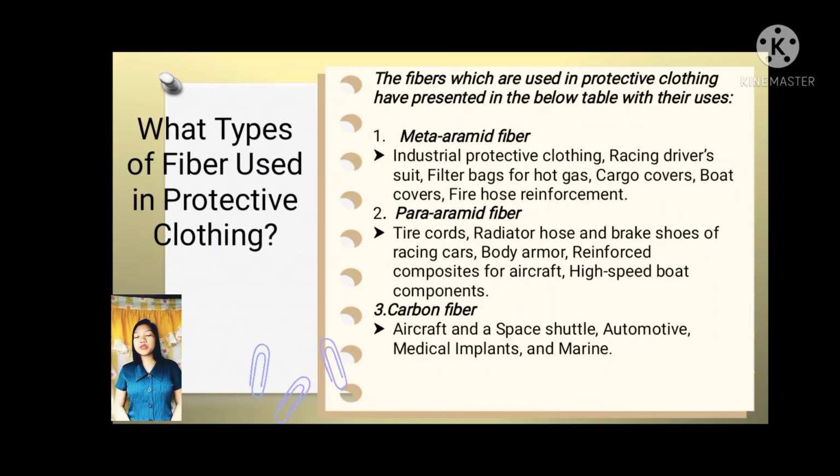Types of fiber used in protective clothing. The first one is meta-aramide fiber. It is used for industrial protective clothing such as racing driver suits, filter bags for hot gases, and cargo covers. The second one is para-aramide fiber. It is used for tire cords, body armor, high-speed boat components. The third one is carbon fiber. It is used for aircraft and space shuttle, automotive, medical implants.